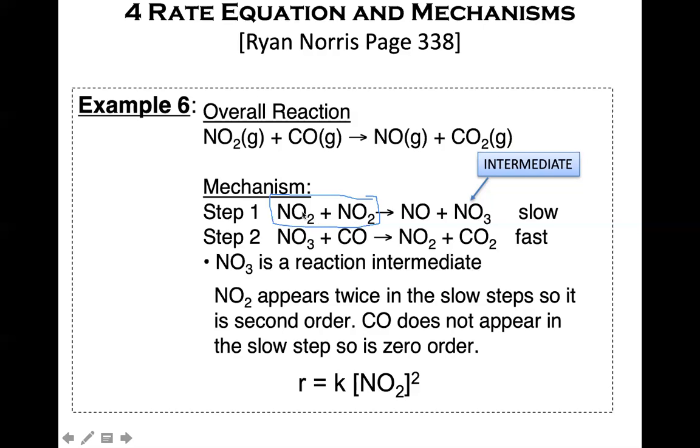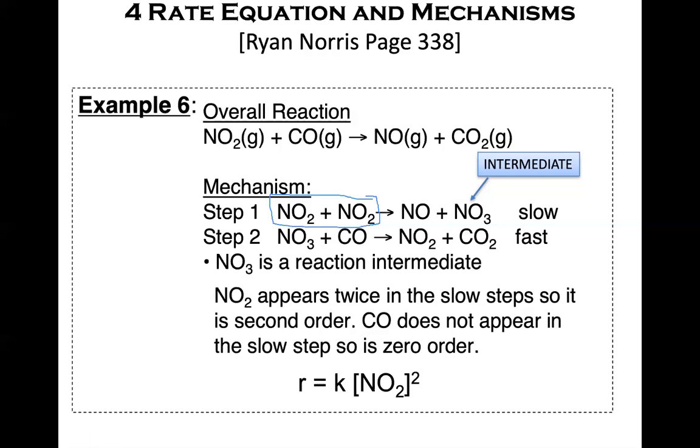Since you have 2 moles or 2 molecules of NO2, this tells you the order is 2. If you only have 1, then the order is 1. So the mechanism and the rate equation work with each other. They actually give you an insight.